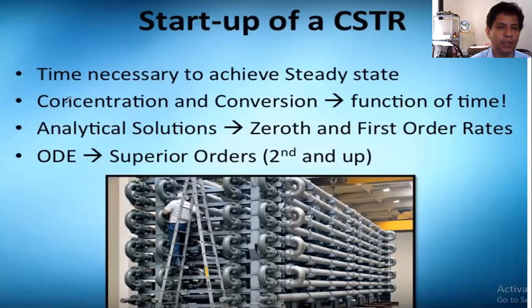Time necessary to achieve steady state. This is what we're going to calculate. The equation for it is what we're going to derive later. Imagine that concentration and conversion are functions of time. Generally, as time passes, the conversion increases and the concentration of the product increases, while the concentration of the reactant decreases. We'll be deriving the first order analytical solution. For second order and up, you can probably use Polymath to solve the problem.